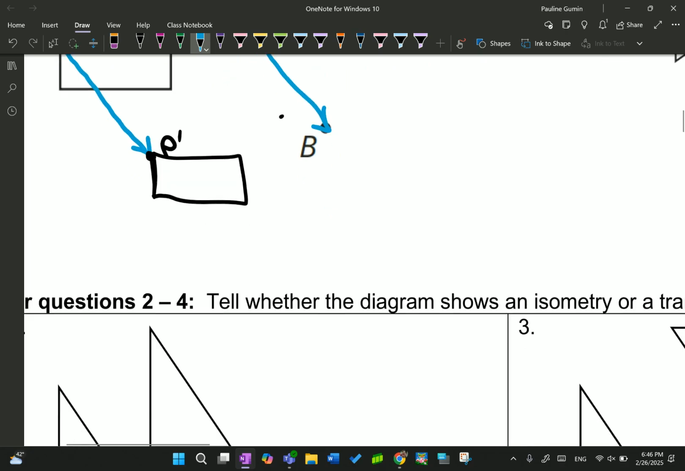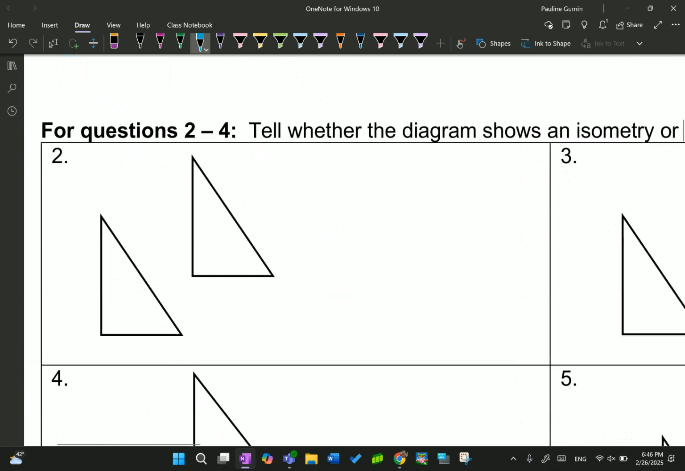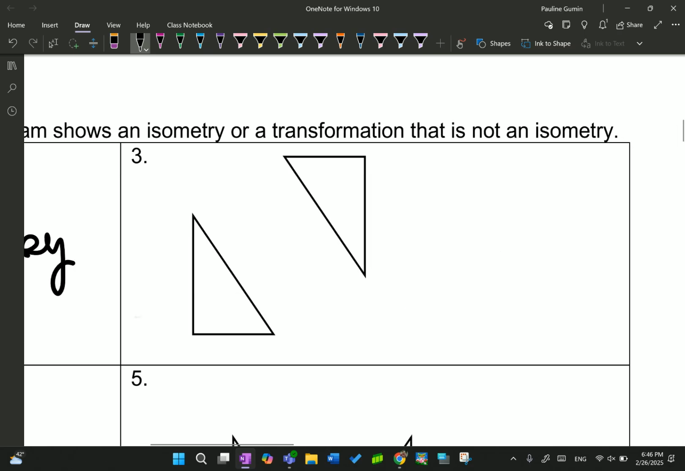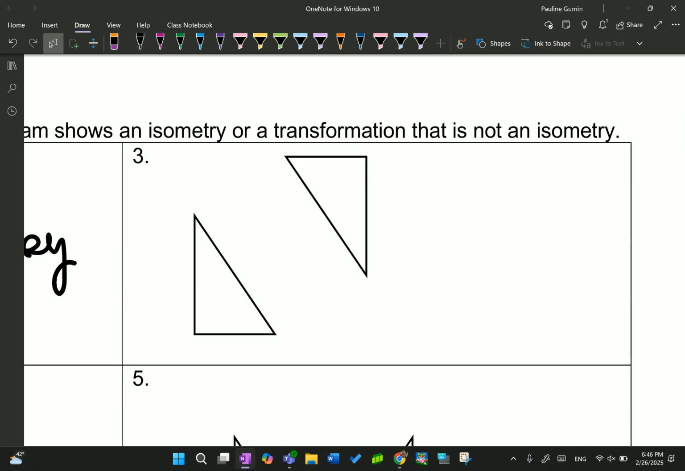Beautiful. All right. For number 2 through 4, what we're going to do is tell whether or not the diagram shows an isometry or not. Isometry means that to get from one image to another, from the original to the new one, the size and shape of the image does not change. In number 2, those two triangles look exactly the same. Yes, isometry. Number 3, yeah, those are the same triangles, but one's flipped. That's fine. Yes, isometry.